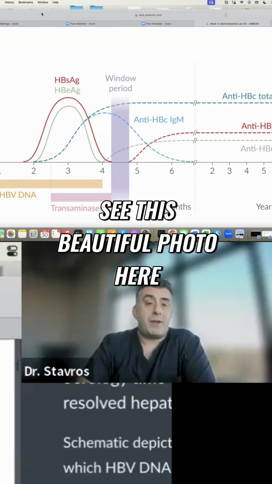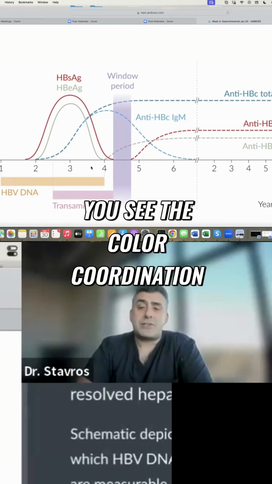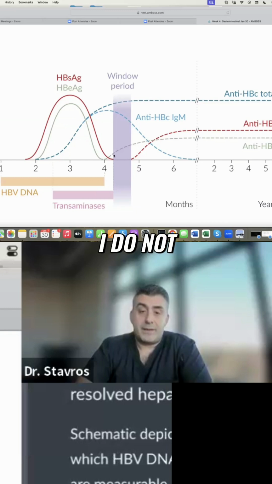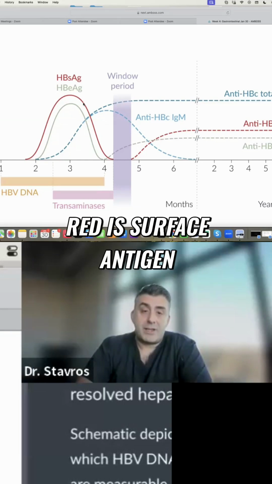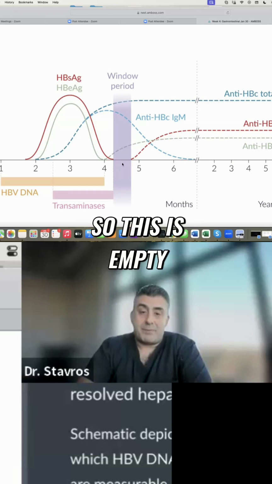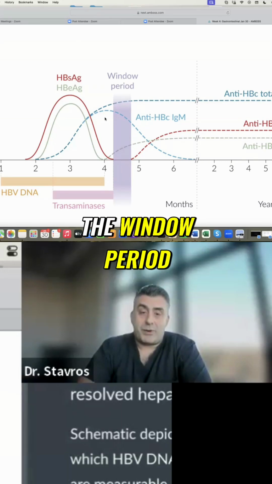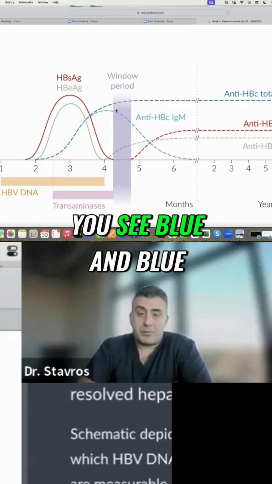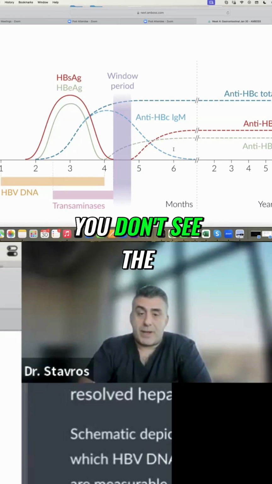See this beautiful photo here? You see the color coordination? Do you see red anywhere in the window period? I do not. Red is surface antigen in this picture and anti-surface antibody. So this is empty. This is only in the window period. You only see E, which is this. You see blue and blue, which is these guys. You don't see the red at all.